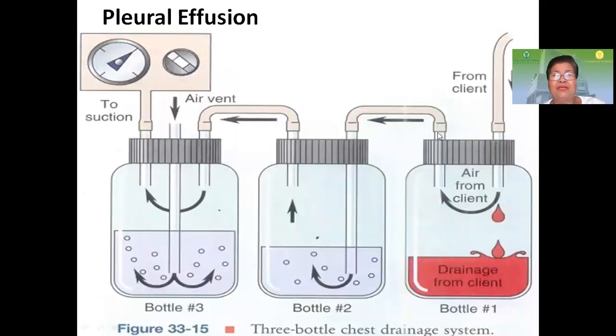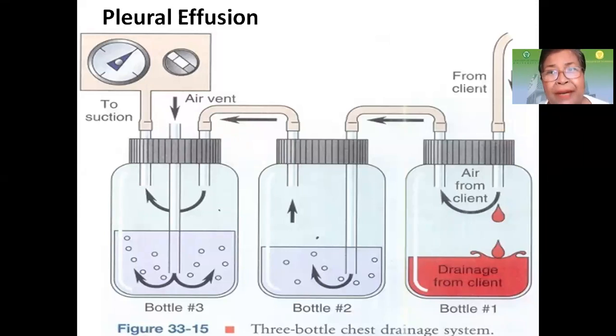Ayan, okay? So, bigger view from the client. From the client, ating drainage. And then it will go to the bottle 2, which is the water shield. And then bottle 3, which is connected to suction unit. 3 bottle system. Again, bottle 1, label the bottle: drainage. Pangalawa, water shield. Pangatlo, suction bottle.